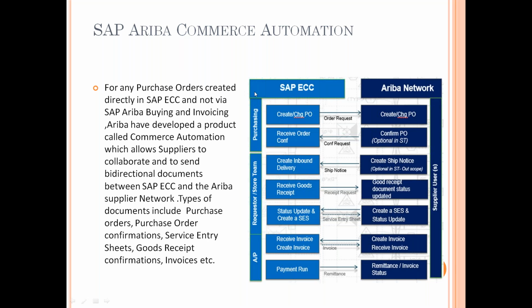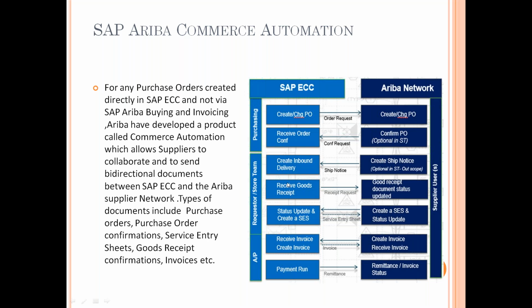So here you can see in ECC itself, in purchasing, you are creating a purchase order, then the order request will be sent through the Ariba Network to the supplier. Then the supplier will give an order confirmation, so the confirmed order will be received back in the ECC ERP system or S/4HANA system. Then the advanced shipping notification will be sent. It will be an inbound delivery in the Ariba system, in the purchase order screen itself. You can see it in the confirmation tab.